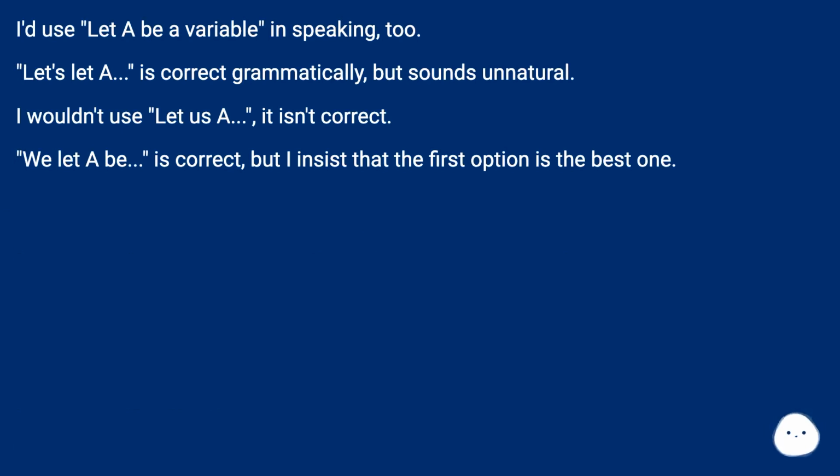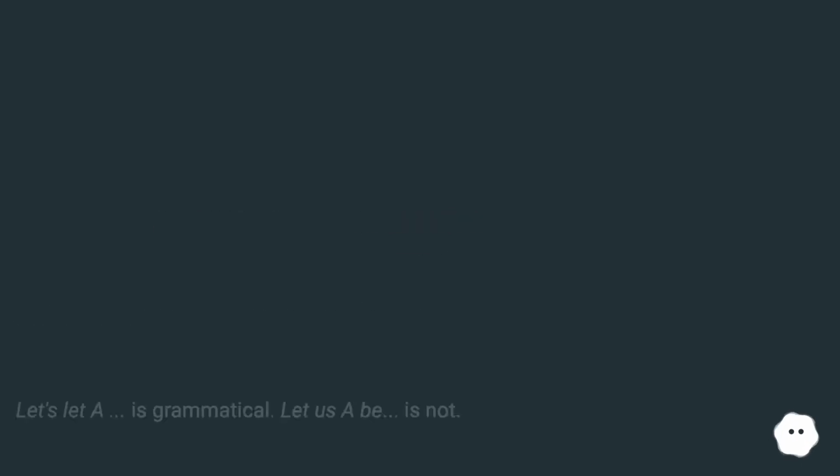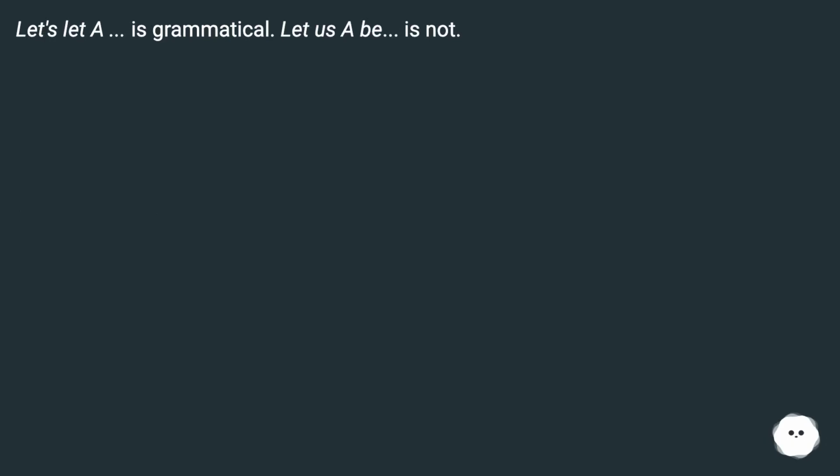Let's let a is correct grammatically, but sounds unnatural. I wouldn't use let us a, it is incorrect. We let a be is correct, but I insist that the first option is the best one. Let's let a is grammatical. Let us a be is not.